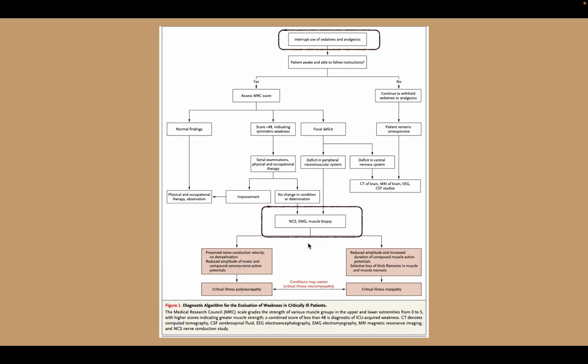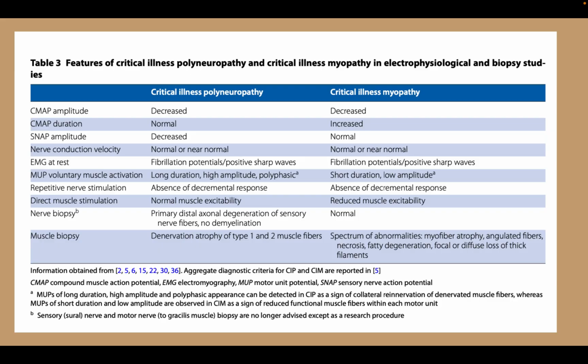As far as the other group is concerned, we go ahead with nerve conduction studies, EMGs, and muscle biopsies if required. And there, if you find preserved nerve conduction velocity, no demyelination, and reduced amplitude of motor and compound sensory nerve action potentials, you are likely to encounter the condition of critical illness polyneuropathy. Whereas if there is reduced amplitude and increased duration of compound muscle action potentials, you are probably looking at critical illness myopathy. So this is a very simple kind of flow chart which you can go through.